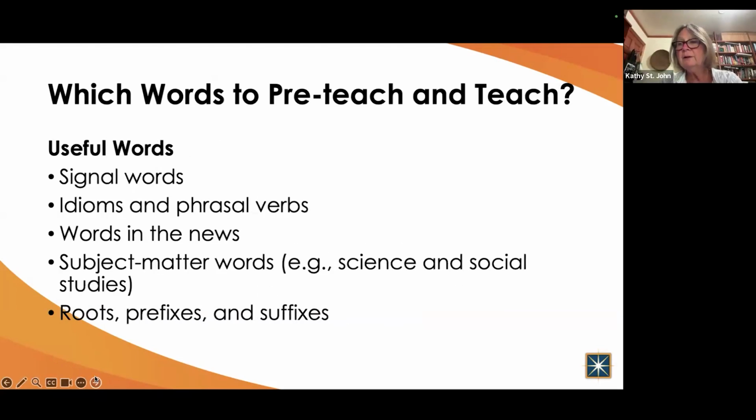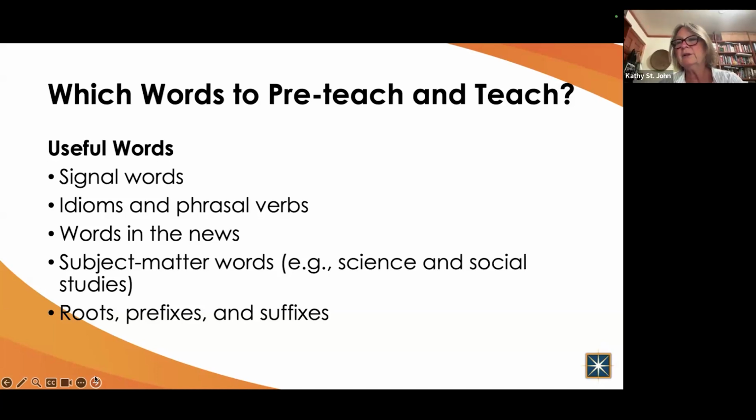So useful words, again, does anybody know what a signal word is? We're going to put a list of them. I think we have them on Padlet, right? We have a video about signal words. I don't know if we have a list, but okay, so I'll be sure to get that to Marilyn to put on.